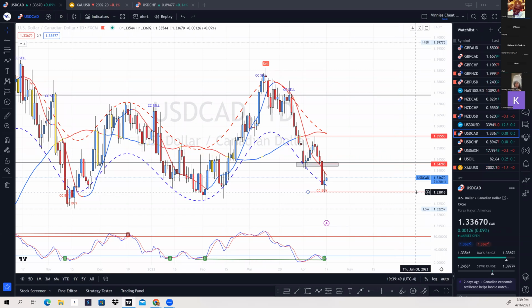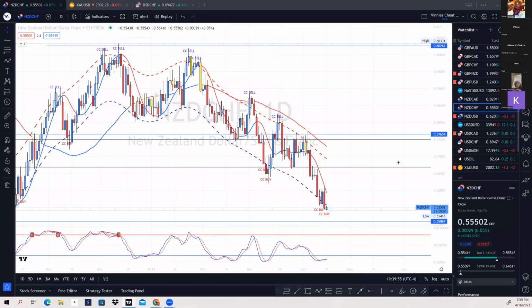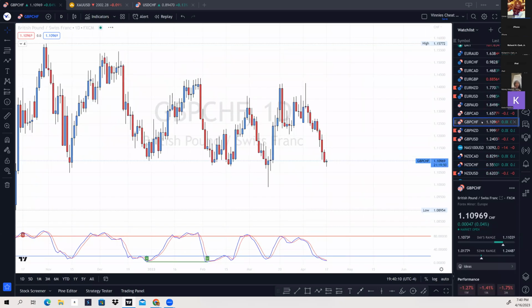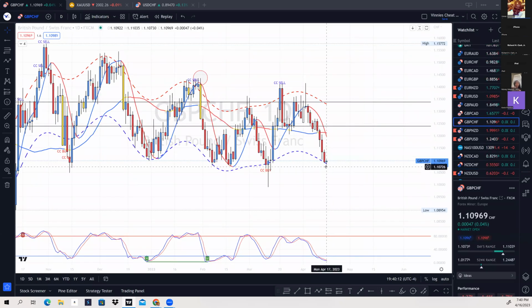The next one I want to look at is NZD CHF. I don't really trade this too much, but it's a good opportunity. You have a cheat code buy signal on the daily time frame, so we can look to buy NZD CHF, right? Another CHF pair is GBP CHF, which you see that price is outside of the band.